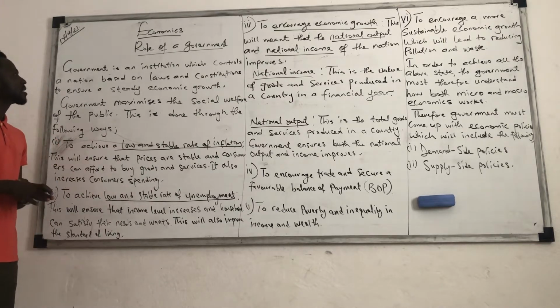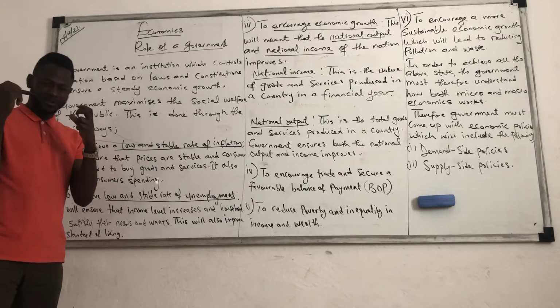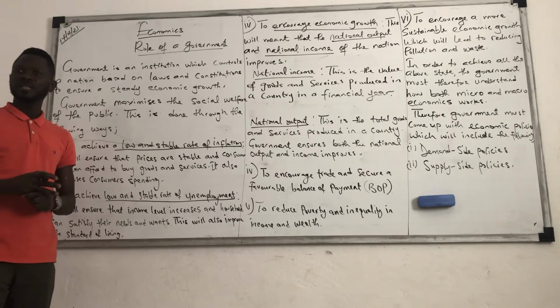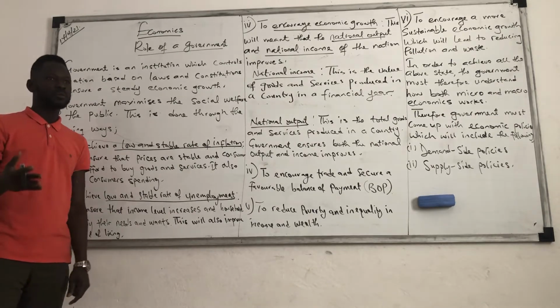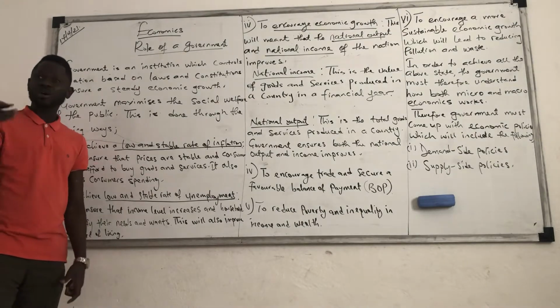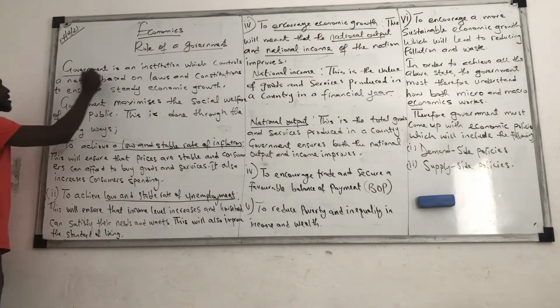Role of a government. So we say role of a government. Role of a government means the function of government, that means in a country, in a society, in a nation. So what does government do? Before we talk about what government does, we need to understand that entity that controls the society, which we call government. So what is government itself?